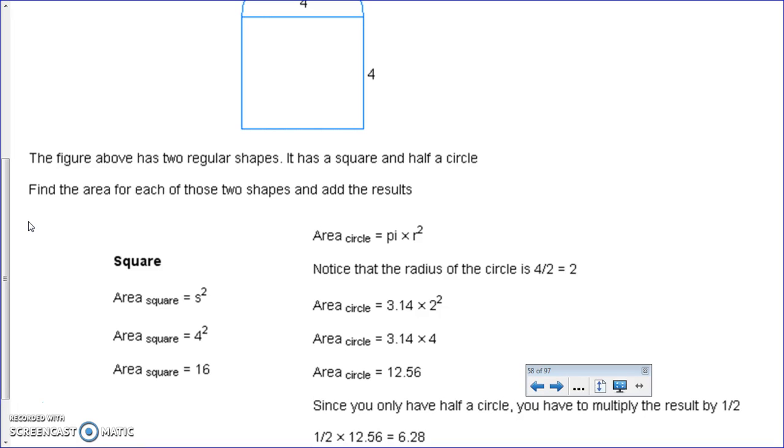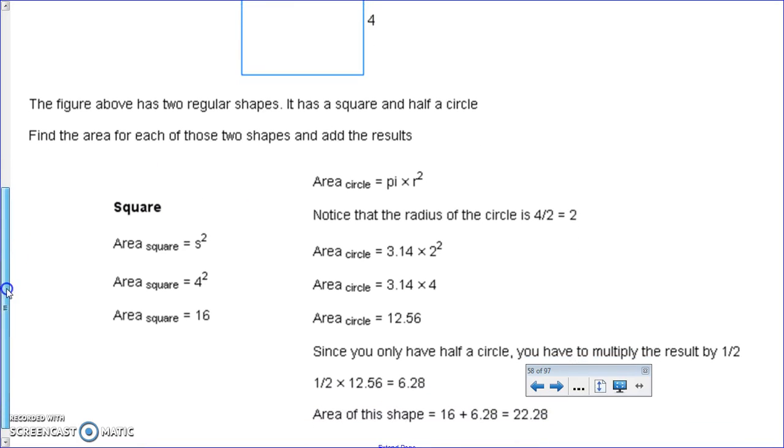The area of the circle is pi times r squared. So the radius of the circle is half of one side of the square, because the side of the square is the diameter. So you divide that in half, you get a radius of 2. Then we do 3.14 times 2 squared. So 2 squared is 2 times 2. So that's 4. So 3.14 times 4, which gets you an area of 12 and 56/100ths.